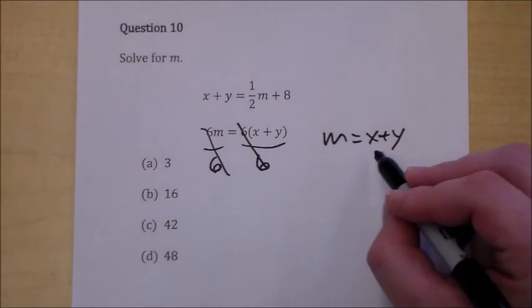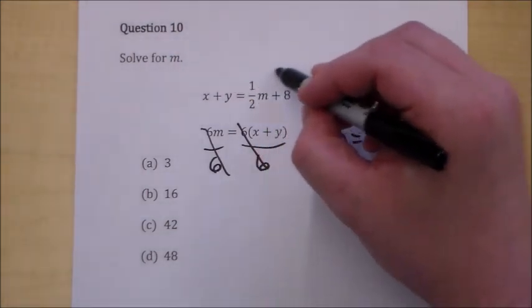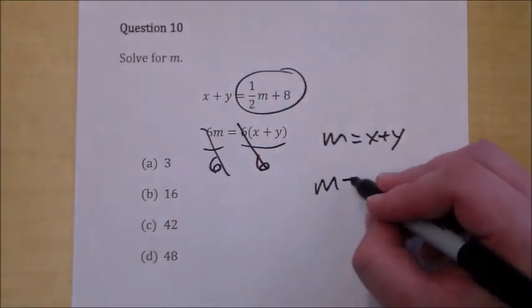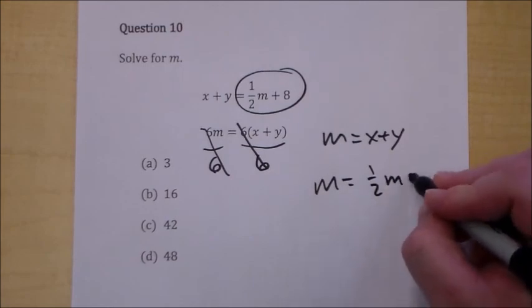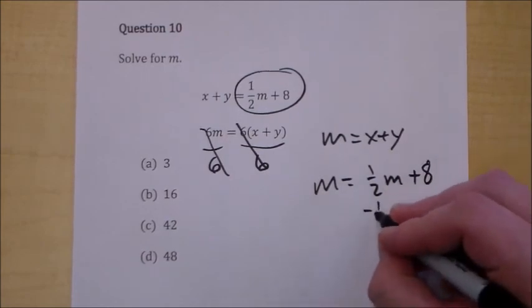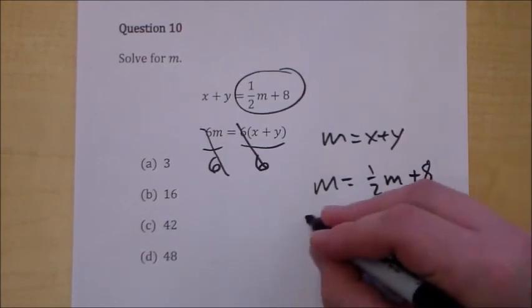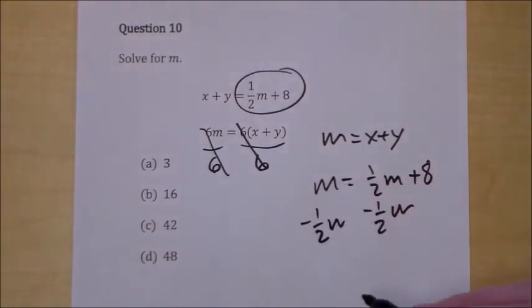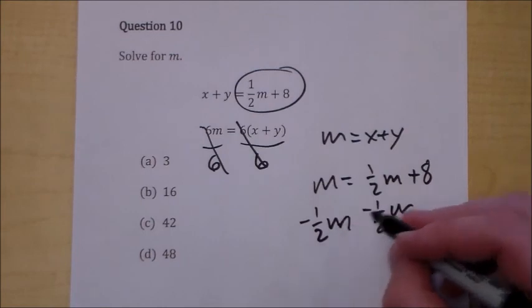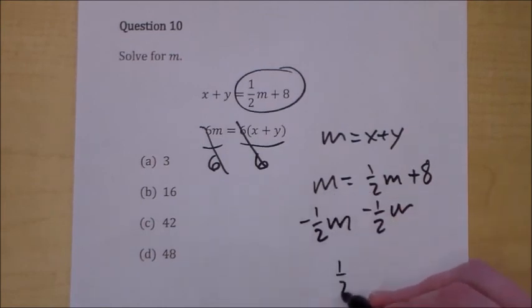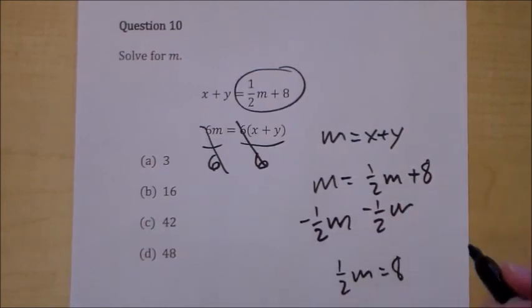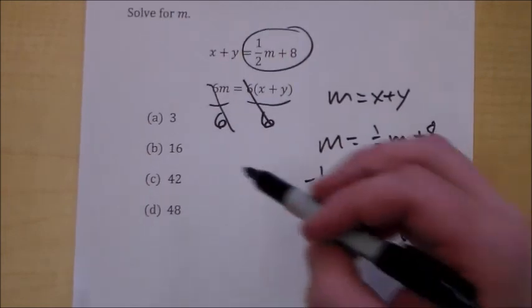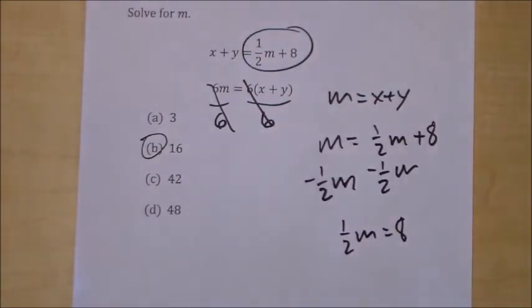Okay, so m equals x plus y, and x plus y equals this. So m equals 1/2 m plus 8. Minus 1/2 m from either side. Remember, this is like 1m, or 2 over 2 m, minus 1/2 m. So 1 minus 1/2 just gives us 1/2 m equals 8. Multiply each side by 2, and we know the answer's got to be 16. Not so tough. We're good to go.